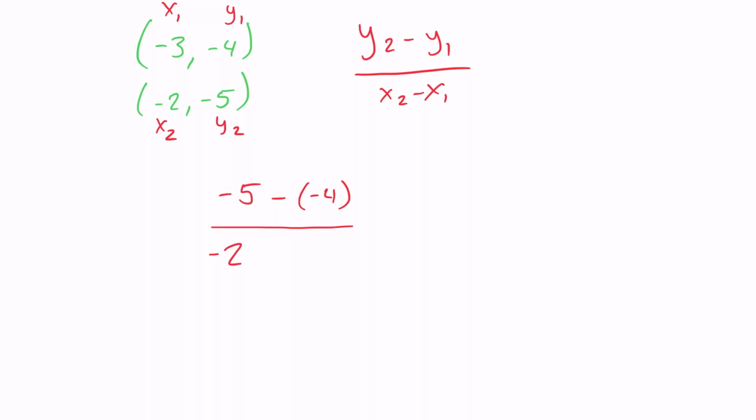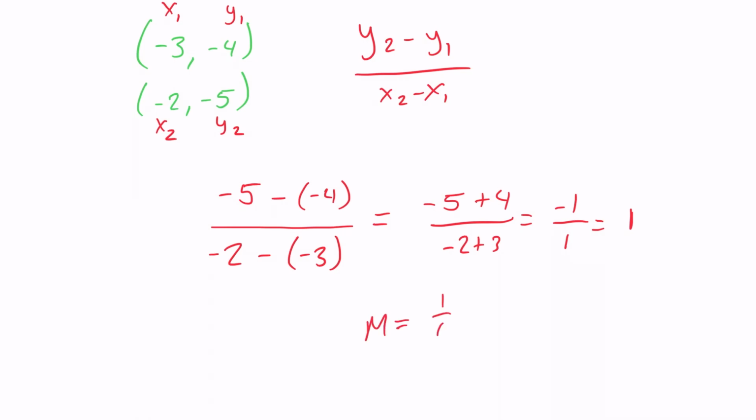And same thing on the bottom, we have x2, which is negative 2, and that's minus x1, which is negative 3. So as I said, having a negative next to a negative here like this, we have to distribute that negative, and a negative and a negative make a positive. So this becomes negative 5 plus 4, and same thing on the bottom, negative 2 minus a negative 3 is negative 2 plus 3. And we simplify our terms, negative 5 plus 4 takes me to a negative 1, and negative 2 plus 3 takes me to a positive 1, making my slope a negative 1 over positive 1, or just negative 1 if we want to write it as a whole number.